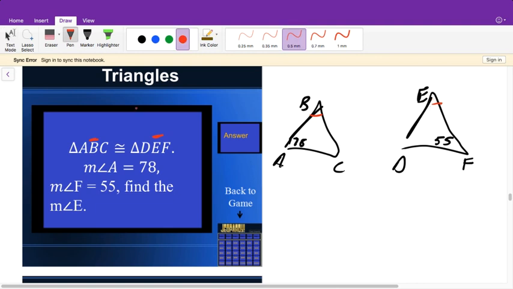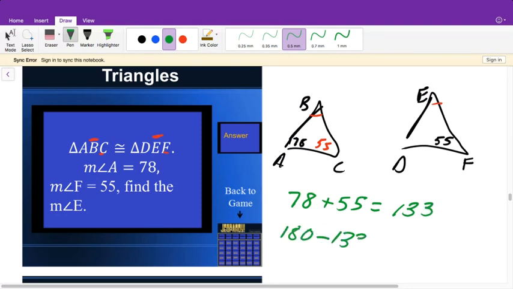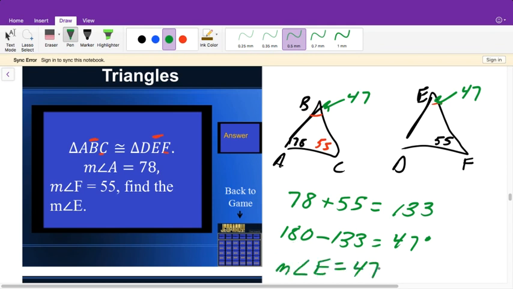Well, we don't know what B is, but F and C are in the same spot, so I know C is also 55 degrees. So now I can solve for B. 78 plus 55 is going to be 133. I know a triangle adds up to 180, so 180 minus 133 is equal to 47 degrees. So if this is 47 degrees, so is E. So the measure of angle E is equal to 47 degrees.